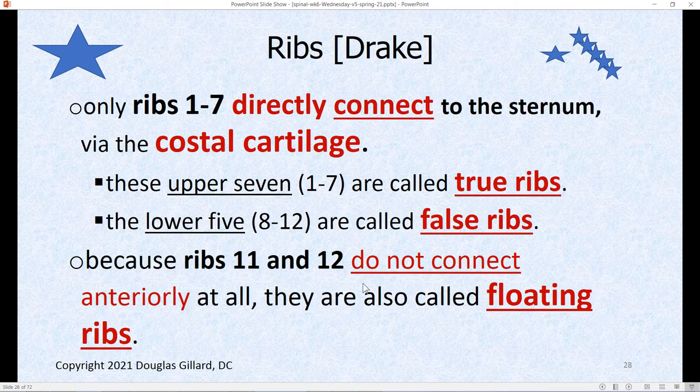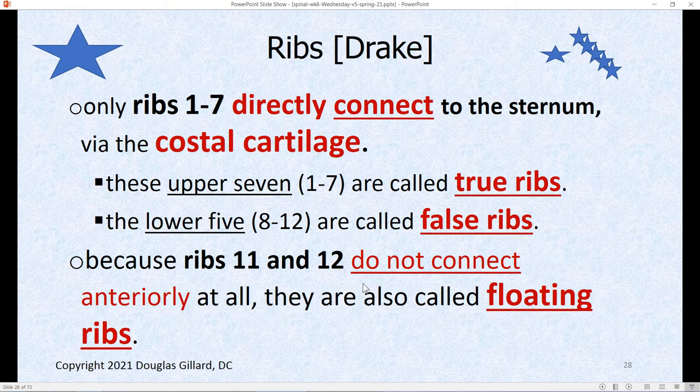Ribs 1 through 7, lucky 7, have direct connection to the sternum. Well, it's not really a direct connection, is it? We learned there's a costal cartilage that they connect to, kind of like a cartilaginous extension of the rib. But nevertheless, you could see the question either way: they directly connect, or their costal cartilage directly connects. The bottom line is ribs 1 through 7 connect directly to the sternum.